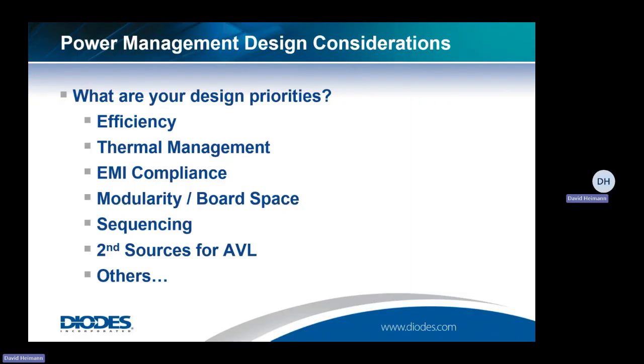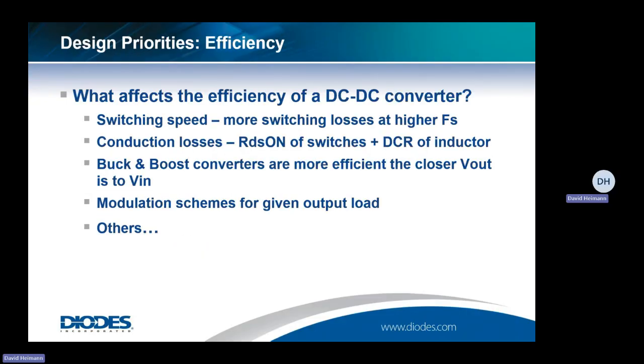And then we'll look at power tree sequencing, bringing your power supplies up in the right order. And in some cases, second sources for your AVL could be another big consideration too. A lot of you will have requirements or mandates from your sourcing groups that you have to have at least 2 or more approved sources for every socket if possible. So let's dive in. Okay, so let's start with efficiency.